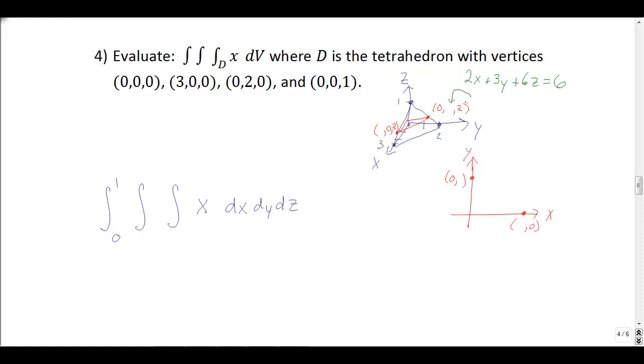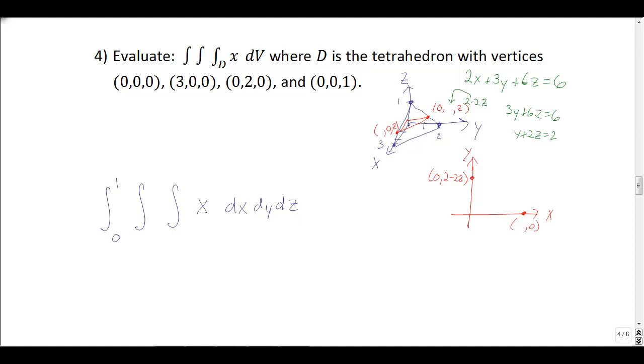This point is on the plane when x is 0 and z is z. So when I do that, I get 3y plus 6z equals 6. If you divide by 3, y plus 2z equals 2, so y is 2 minus 2z. So the point that we get here is (0, 2 minus 2z).